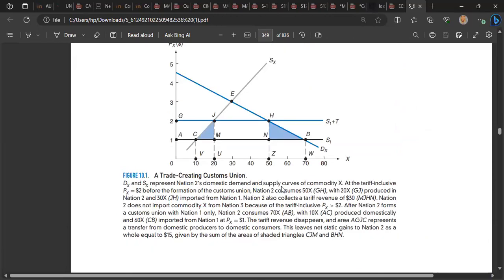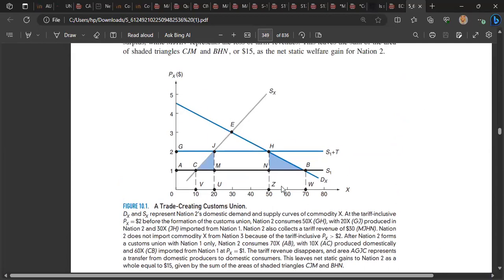Right, let's look at the illustration there on the graph. We are looking at this trade creation here. Obviously our starting point, we have our demand and our supply as given in those graphs.